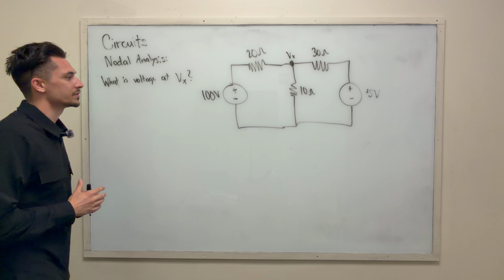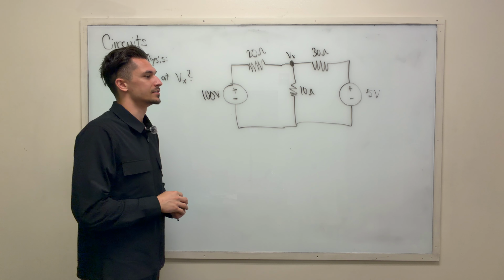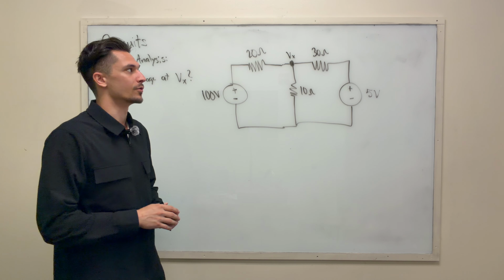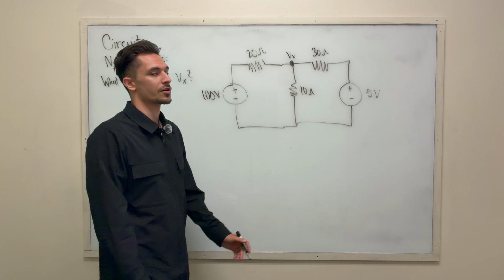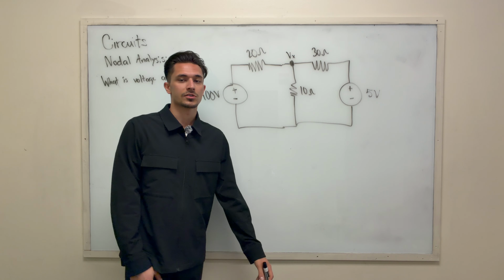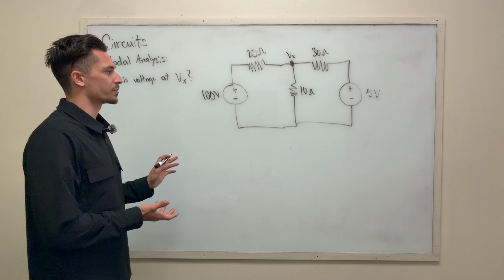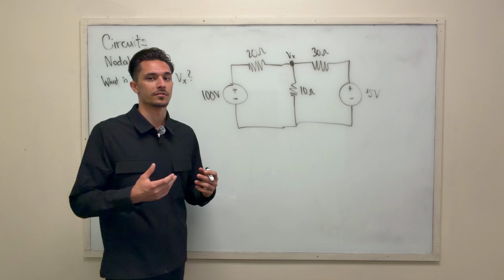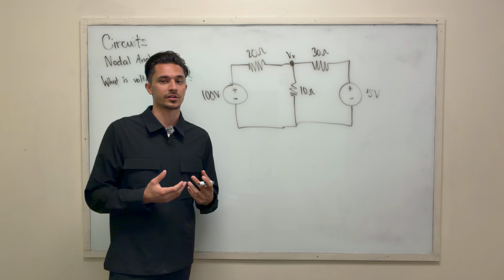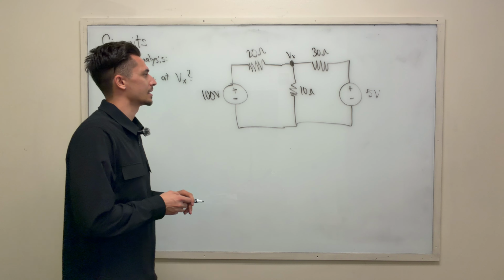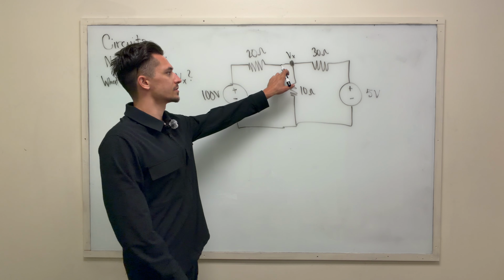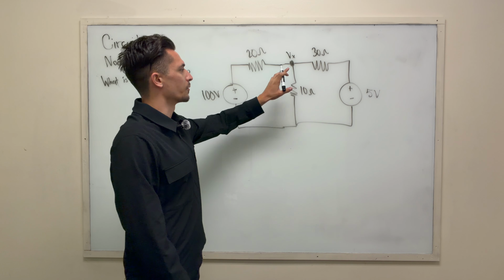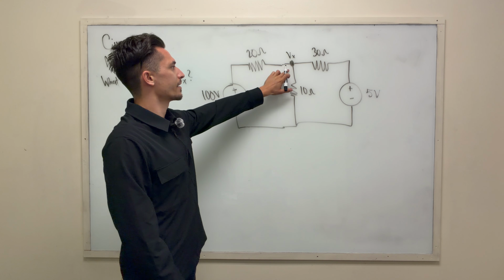For nodal analysis, what we're trying to identify is the voltage at a node. In this case, we have a circuit, and we're trying to solve for Vx. For these kinds of problems, we have a method for figuring that out, called nodal analysis. What we do is identify where the node is, what we're solving for, and what's surrounding it. So we see we have a Vx value here.